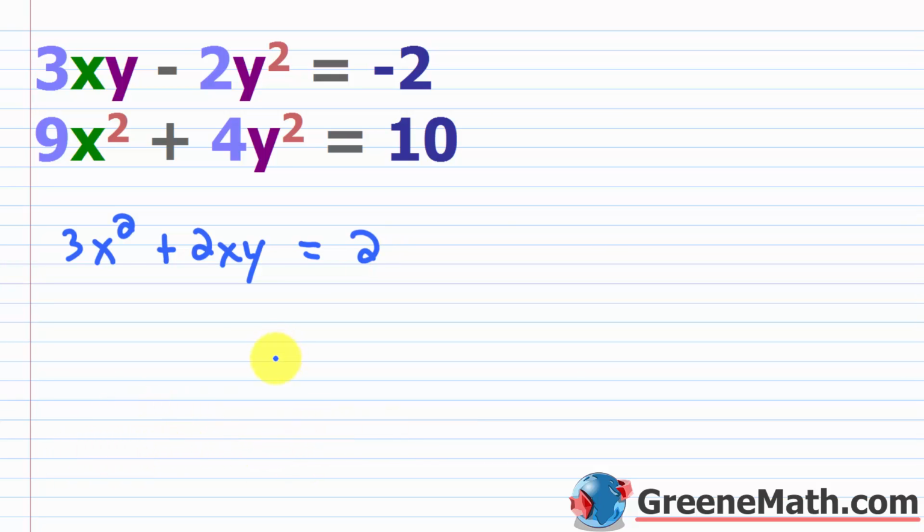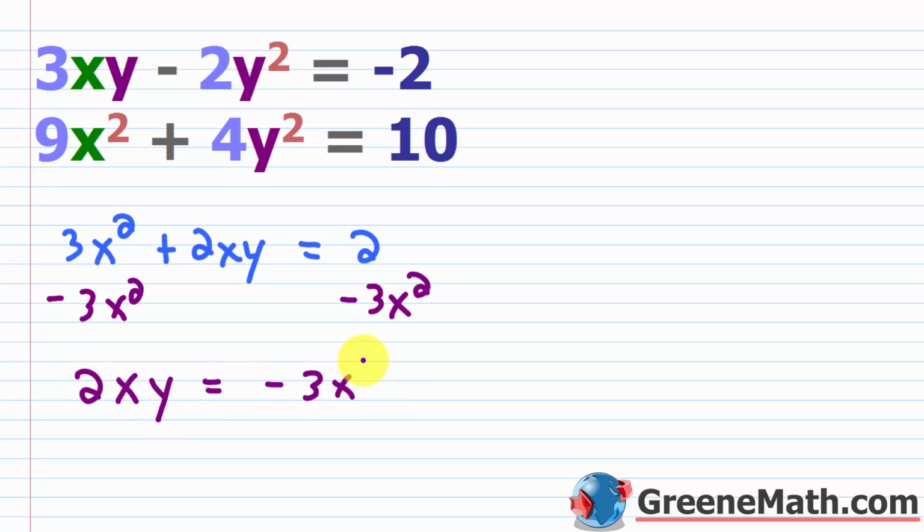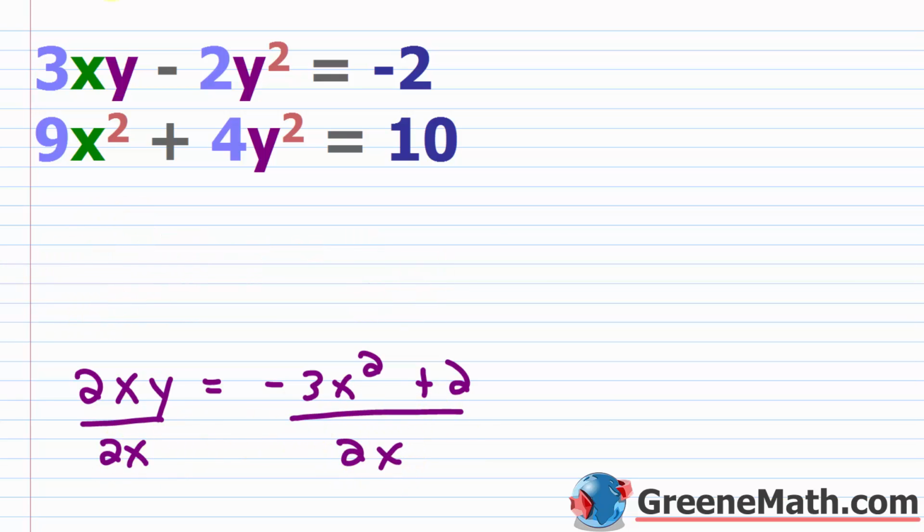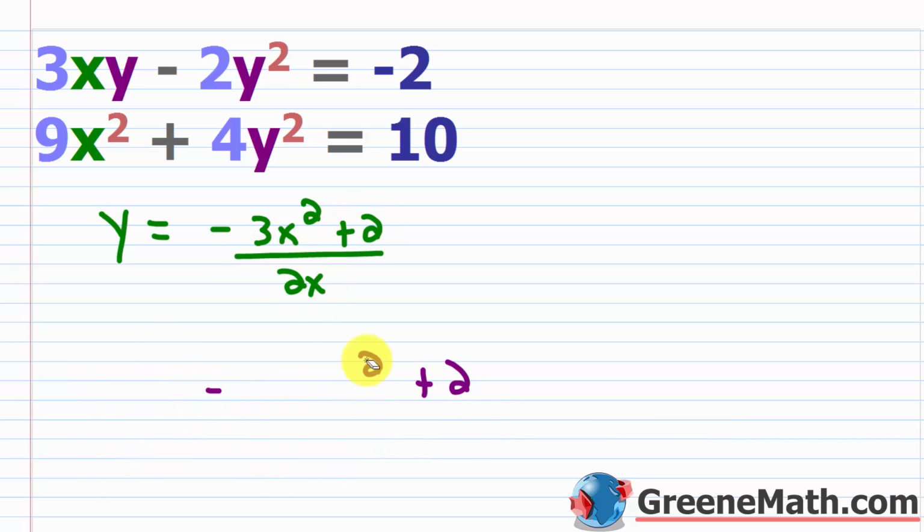Now, I can take this guy right here and I can solve it for y. Okay, so the way I would do that is I would subtract 3x squared away from each side. And that would give me 2xy is equal to negative 3x squared and then plus 2. Okay, so I have that, and then I could divide both sides by 2x. And let me erase this up here, and I'll say what? That y is equal to this negative 3x squared plus 2 over 2x. Okay, so we got that figured out.